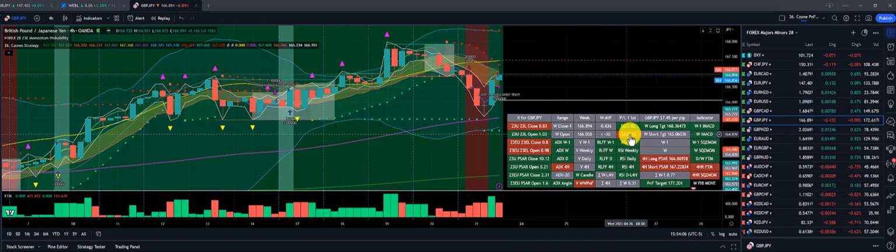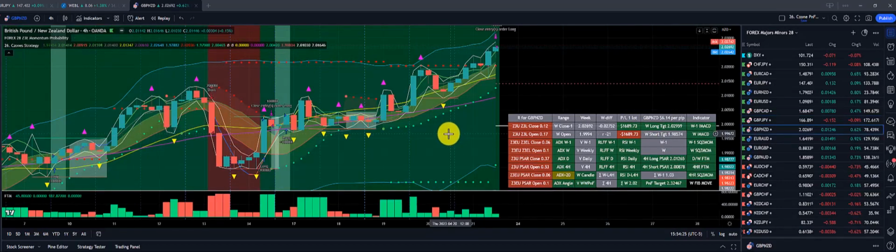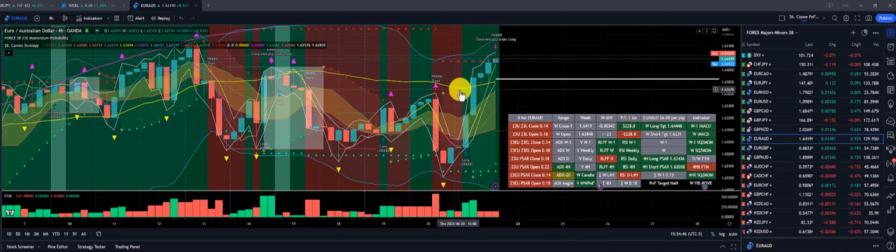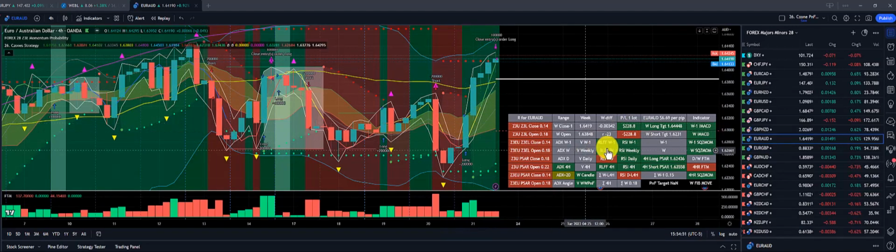British pound Japanese yen, $622 on one standard lot with a nice alert to the upside. Overall point figure 177.201 to the upside. British pound New Zealand dollar also an alert to the upside with a profit of $1,689.73. Target at 2.32467 to the upside.